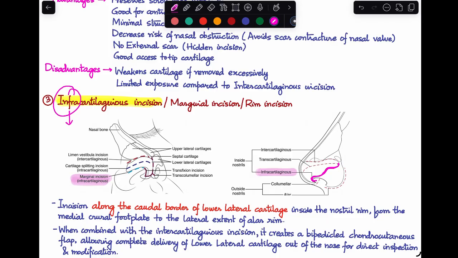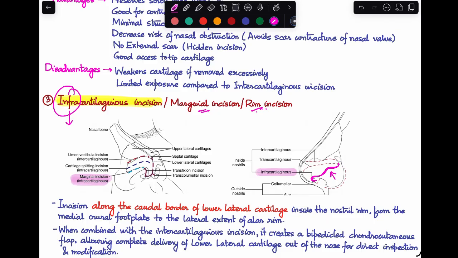The other two names that we also know this incision by are marginal incision or rim incision. We very commonly use the term marginal incision. This is an incision that we give along the caudal border of the lower lateral cartilage inside the nostril rim, and we start at the medial crural footplate and extend it towards the alar rim.